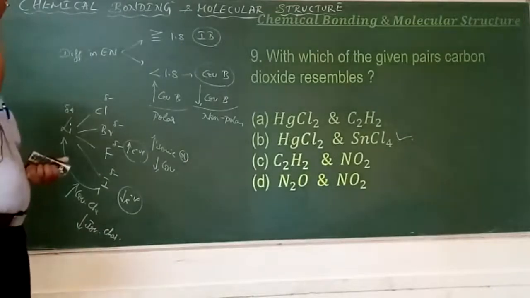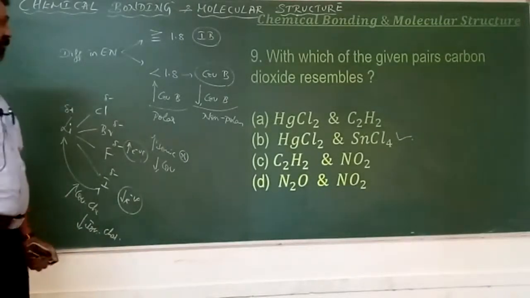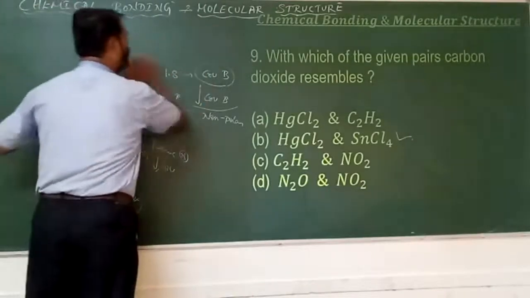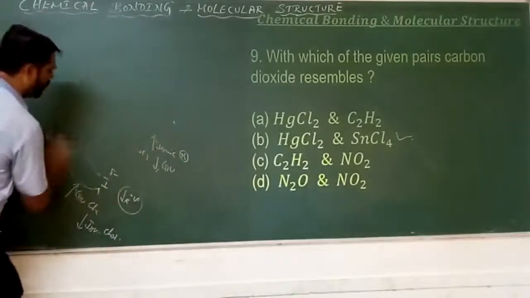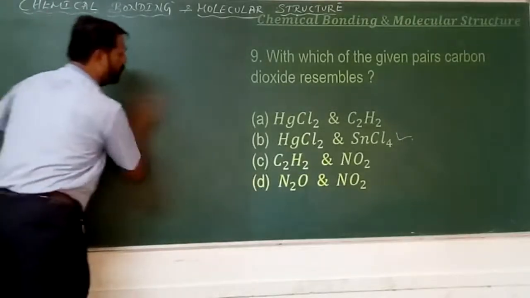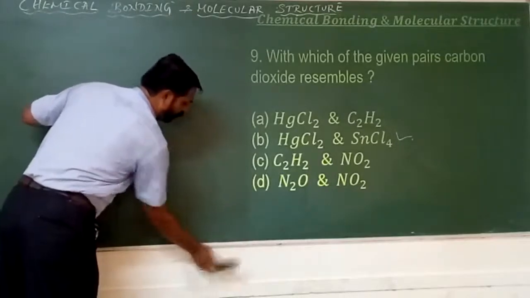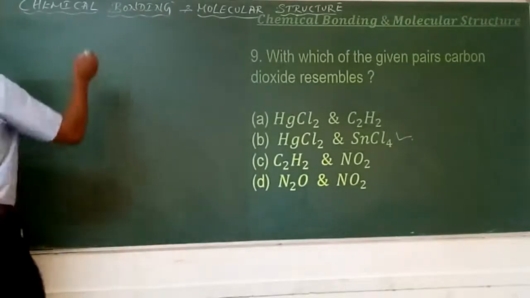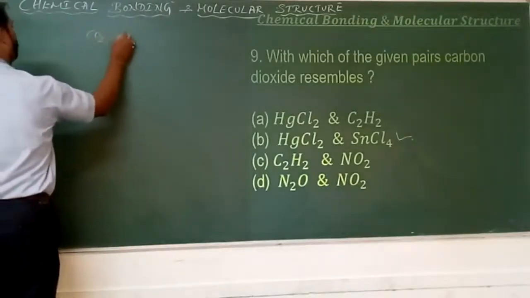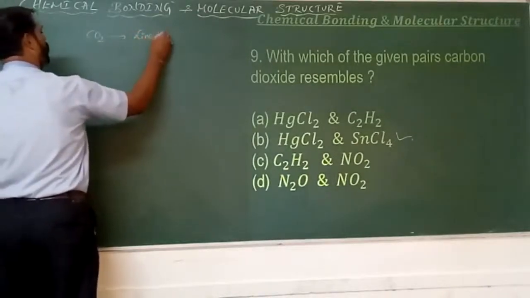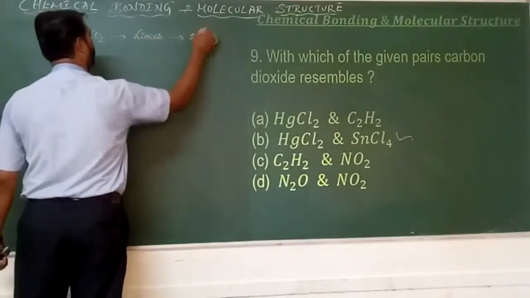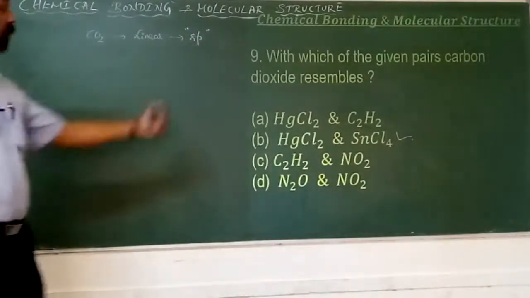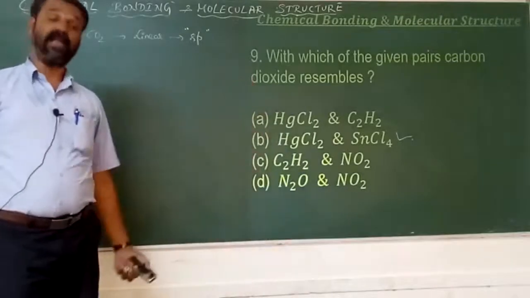Okay. Next, with which of the following given pairs does carbon dioxide resemble? We can decide that carbon dioxide has the same number of pairs as the other two elements. Carbon dioxide is linear, which undergoes sp hybridization with a bond angle of 180. 180 means it is going to be linear.